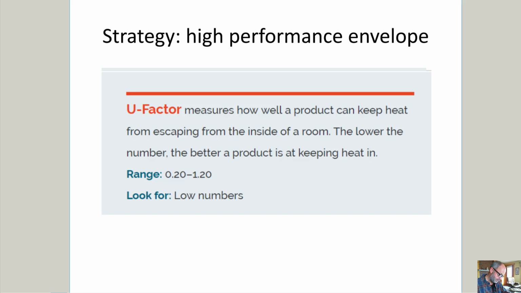The U factor is how well a product can keep heat from escaping from the inside, assuming that it's heat. It could be cool if you're going the other way. The lower the number, the better it is. So we're looking for low numbers in the range of 0.2 to 1.2. Typical windows that we use here in the Northeast, a standard double pane might be like 0.22 or something like that. I've got some triple panes I did at my house in Hamden that are down at I think 0.18, so a little bit better.